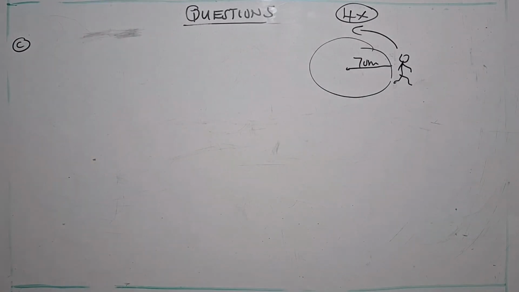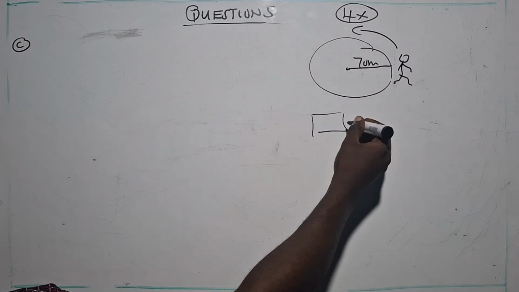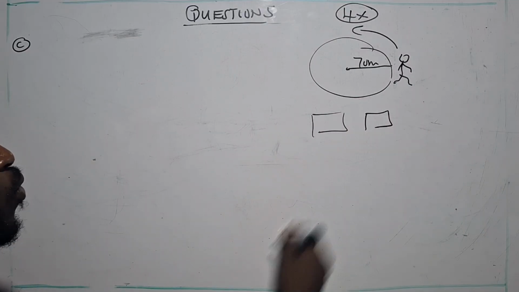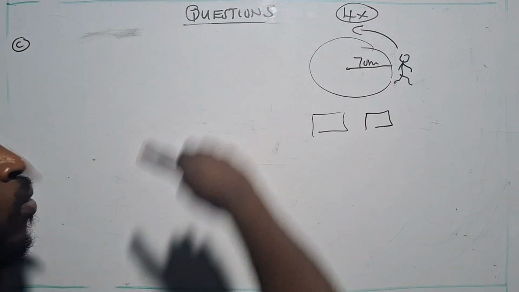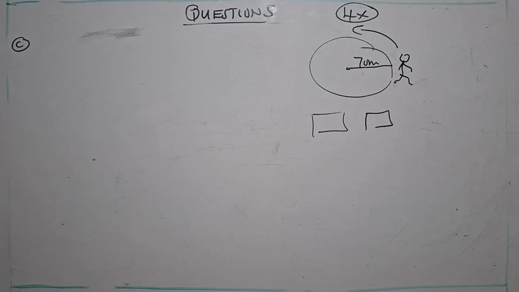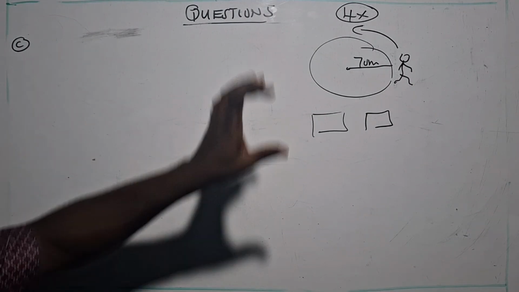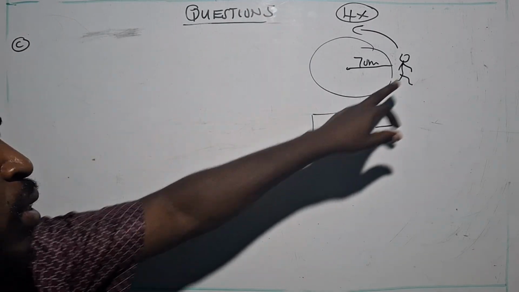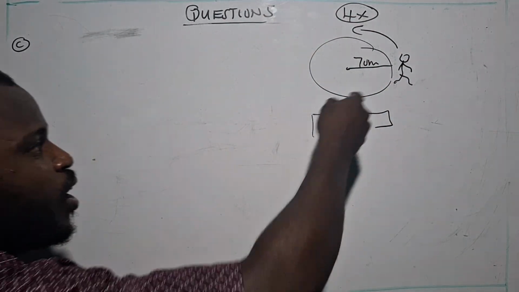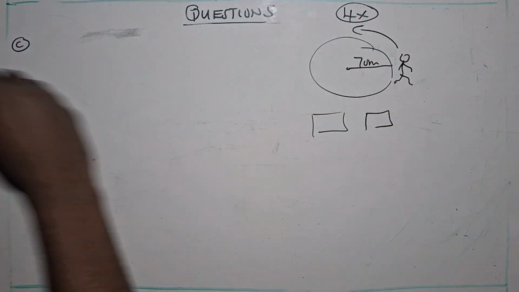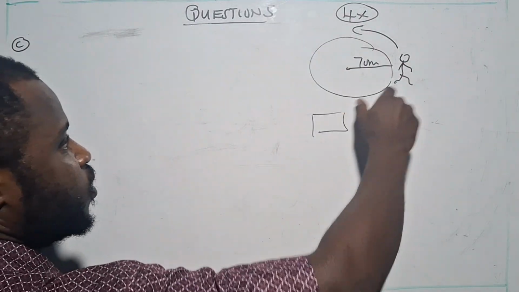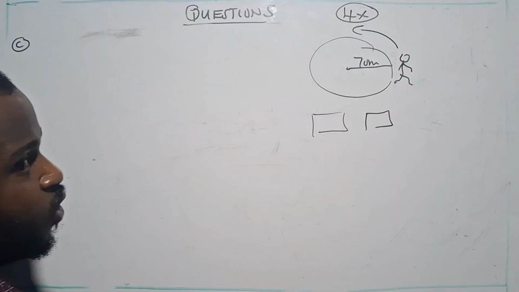One thing you need to understand is that we have plane figures. When you have a plane figure, like the square, rectangle, and those things, the distance around it is perimeter. But when it comes to a circle, moving around the circle is the circumference. Any part of the circumference gives you an arc.